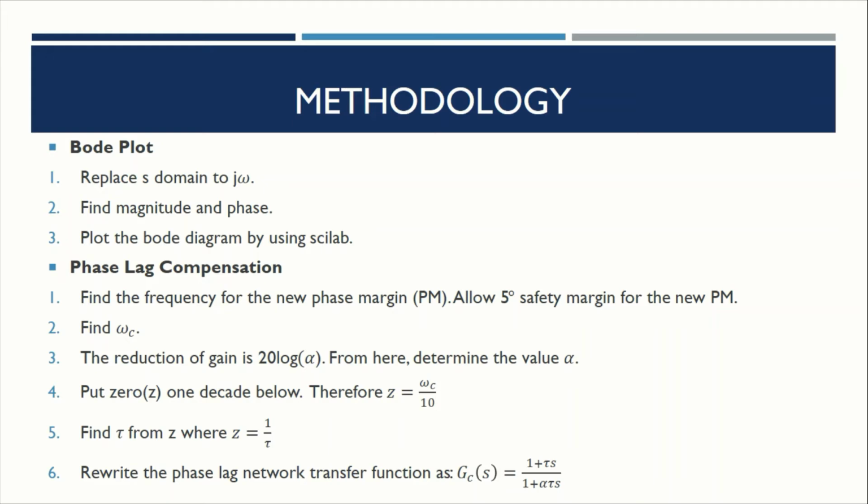Last but not least, rewrite the phase lag network transfer function as G(s) equals 1 plus tau s over 1 plus alpha tau s. That's all from me. I will pass the floor to my friend Mazni to explain in detail how to achieve this method. Thank you.